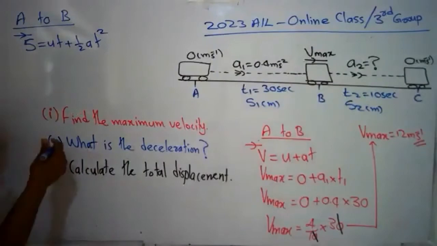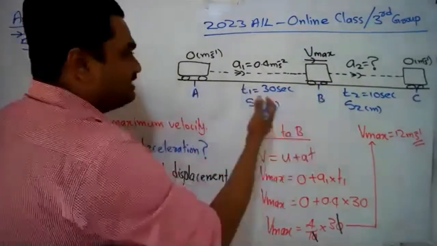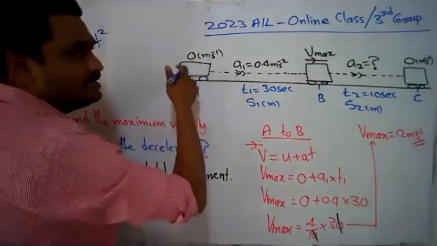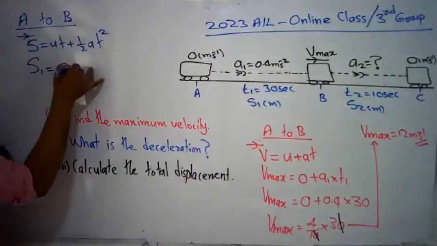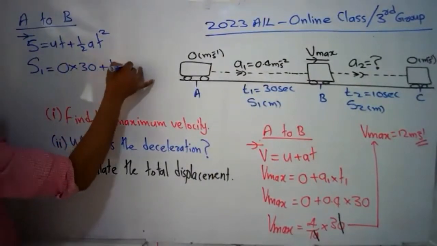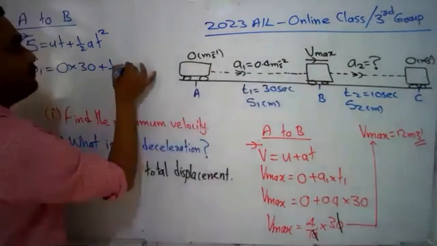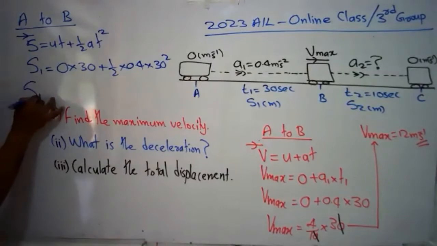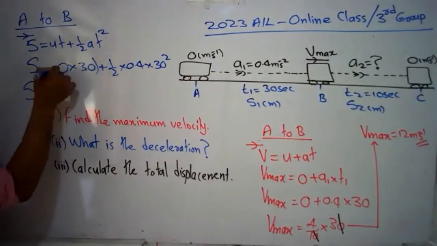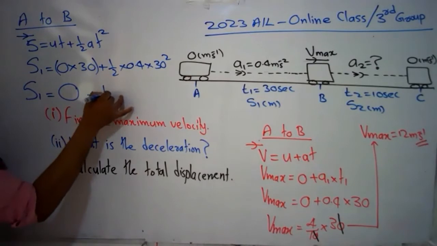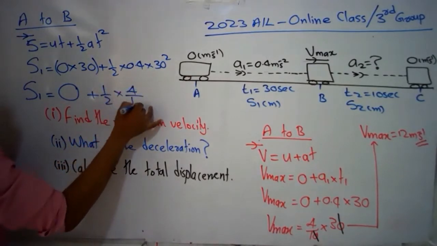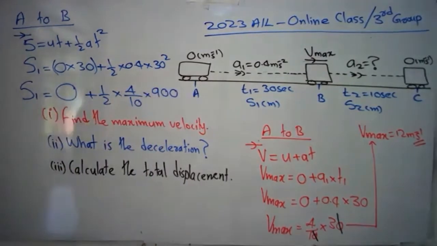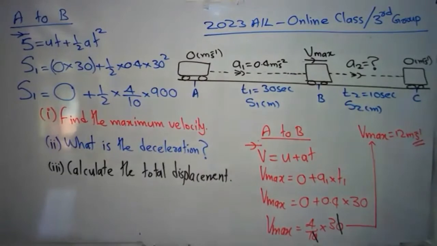Right. So if you consider this A-B section, the displacement A to B is S1. The initial velocity, the velocity at the point A, is 0, time taken 30 seconds, plus half, acceleration given as 0.4, the time taken 30, we have to get the square. So S1 equals 0 into 30, 0 into anything is 0, plus half. 0.4 can be written as 4 by 10. 30 square is 900.